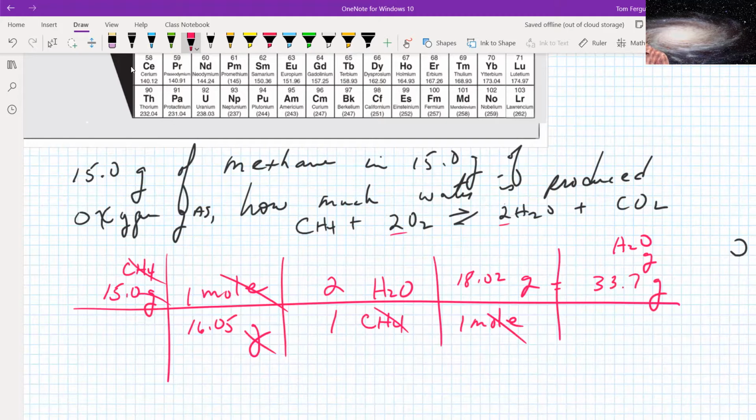Okay, so if we're looking at 15 grams of methane only, we're going to make 33.7 grams of water. Now, we're going to do the same basic calculation, only instead of starting with methane, we're going to start with oxygen, 15 grams of oxygen.